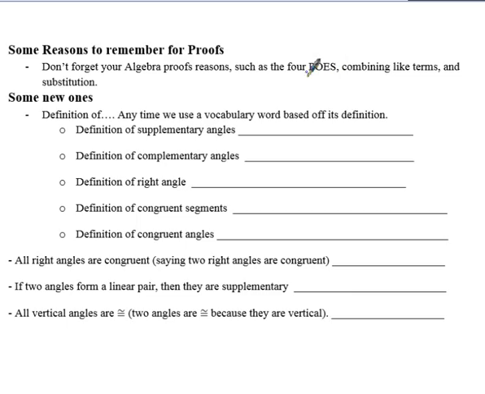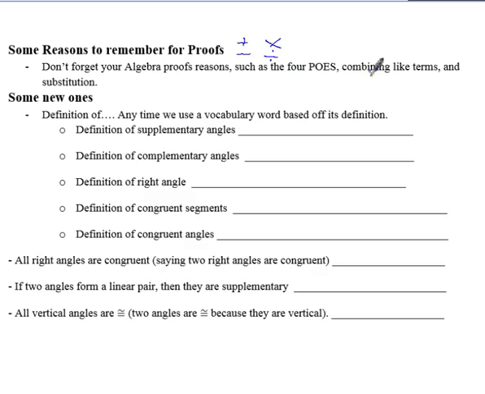Some of the most commonly used ones were the 4 different POs. So that was your addition PO, property of equality, subtraction, multiplication, and division. That again was whenever you were solving an algebra problem, whatever you do to one side, you do to the other. And that was the property of equality.